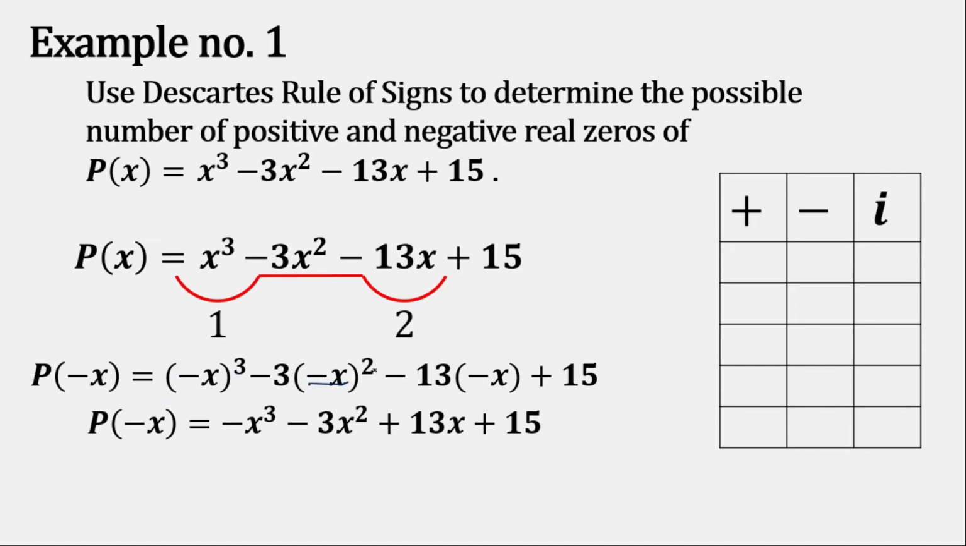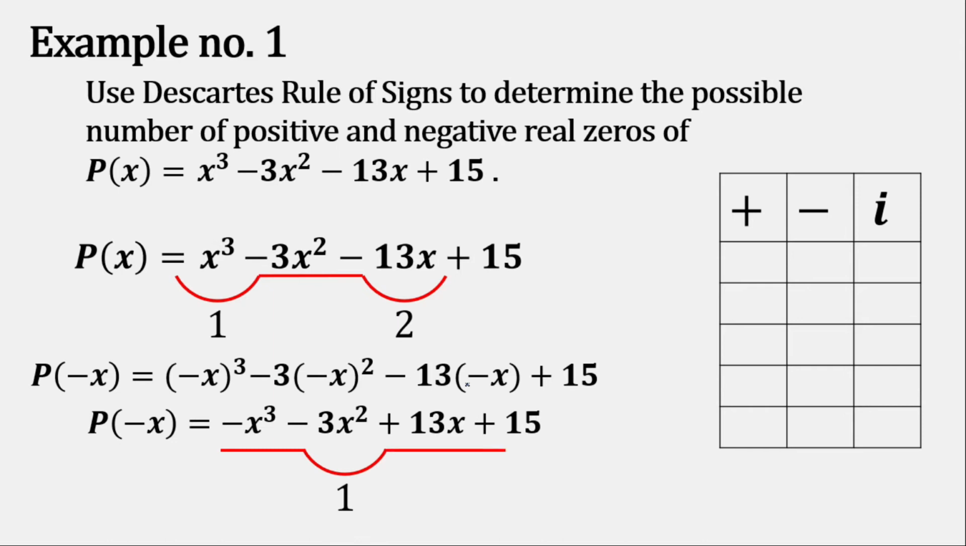Negative x squared times negative 3 would be positive 3x squared. Negative x times negative 13 is positive 13x, plus 15. Now after we evaluate, let's count the number of variations. From negative to negative, there is no variation. From negative to positive, there is 1. Then from positive to negative, there is none.